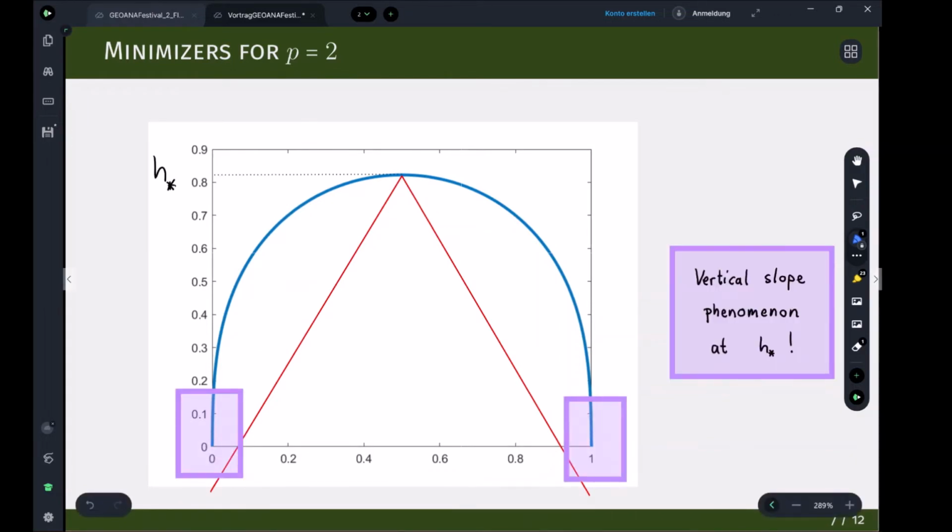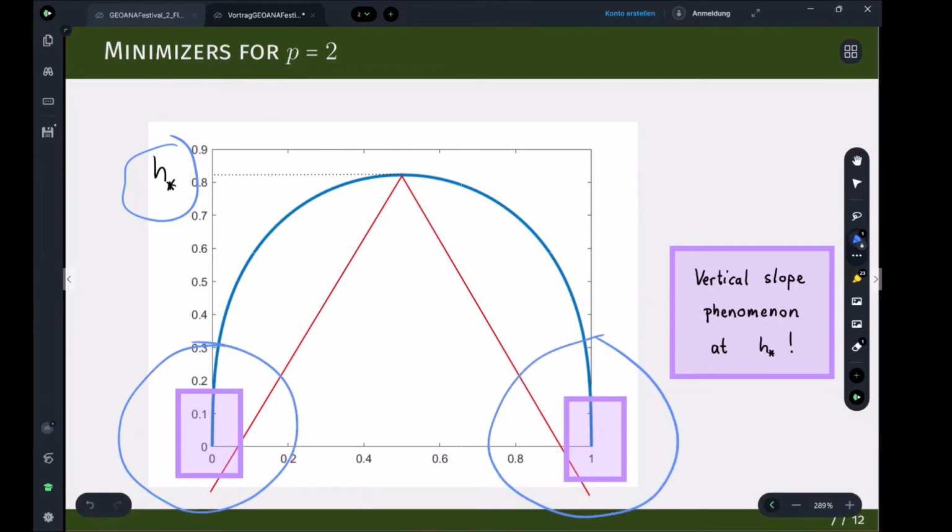And the problem is the following. At a certain height, h star, the minimizer develops vertical slope. So basically its derivative becomes infinite at the values 0 and 1. And this is really problematic because we know the curves that we consider need to be graph curves of a certain graph u. And u, however, needs to have bounded derivative because it's in W^{2,p}, and therefore this cannot be a minimizer anymore.